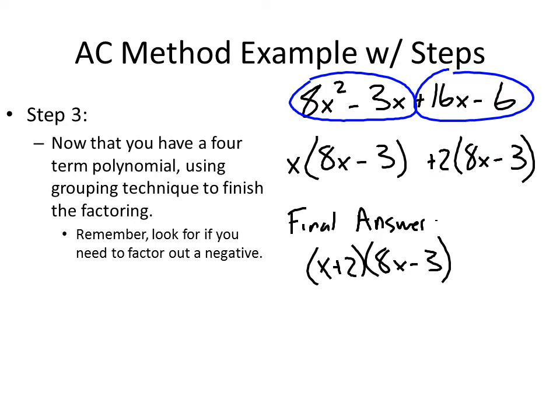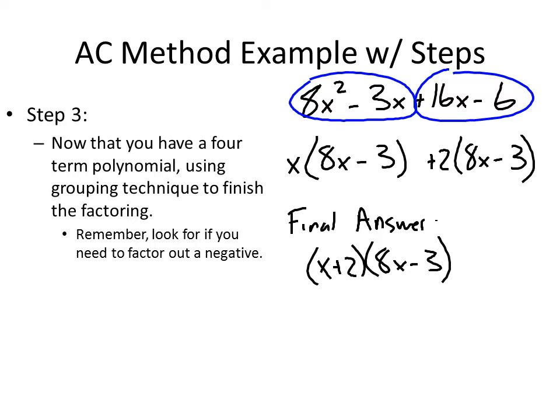With step 3, now we're going to use our grouping technique to finish the factoring. So the AC method always leads us right into grouping. As you can see here, I've grouped the two terms up. From the first group, I factored out an x. From the second group, I factored out a 2. Notice, just like we've said before, with grouping, the parentheses are the same, both 8x minus 3. That is what we want when we do grouping, and we get our final answer of x plus 2 and 8x minus 3. So this is our technique for doing the AC method.